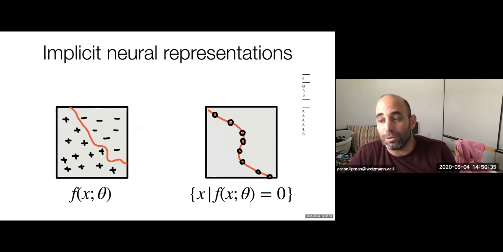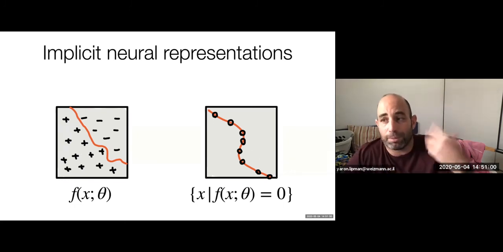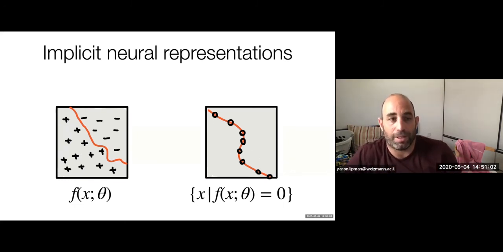So the implicit neural representation is an interesting way to use neural networks to learn geometric data. On the left-hand side is maybe the classical way we use a neural network for classification. So we have examples of, let's say, minuses and pluses. And what we do is we train a neural network using some loss. And then the red line here, which is the zero level set of the network, also called the decision boundary, separates the positive and negative examples.